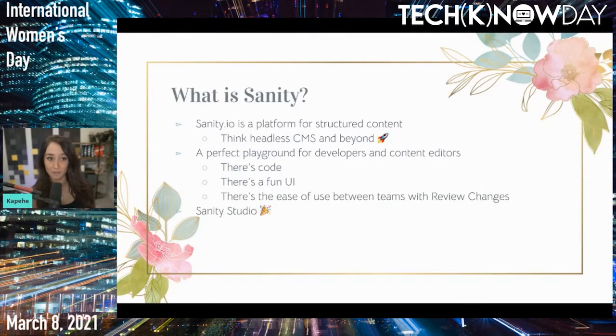Then there's the fun UI. So the Sanity Studio is kind of what I've mentioned a little bit. What it is, it's the UI side of your content. So it's where all of the organization happens for the content in your website. It can be deployed, so you can send that URL out to your team, and everyone can work together on the content, updates, or additions.